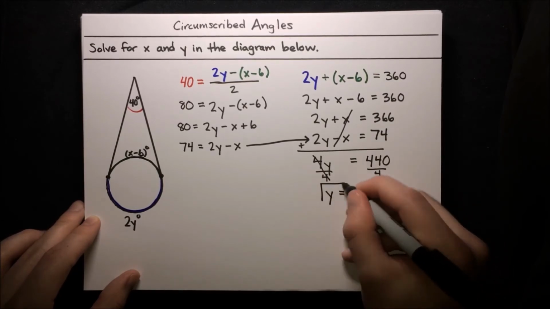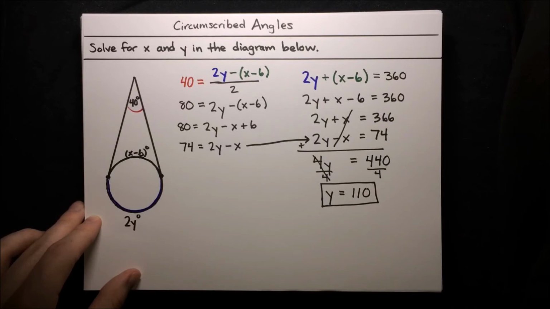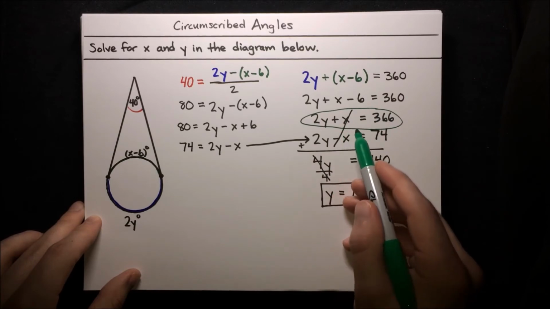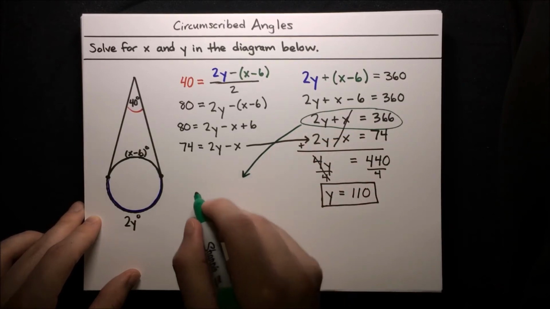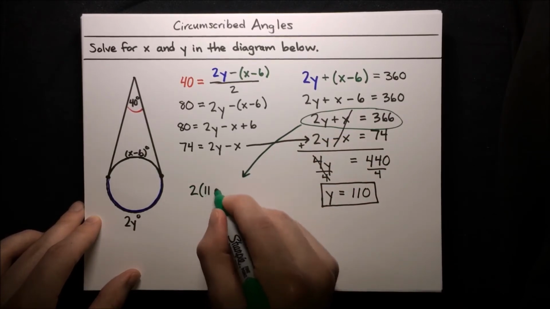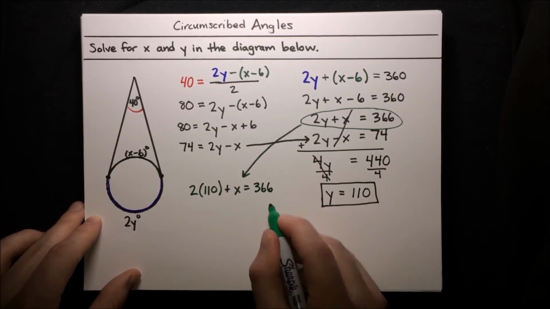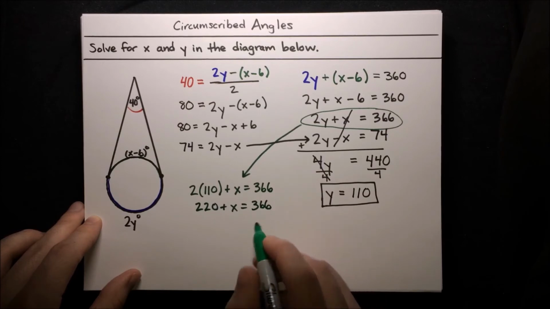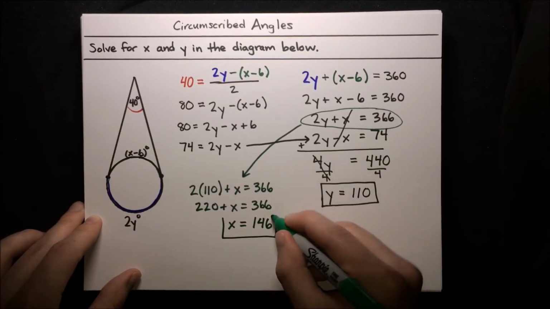So there we go. We've got y. Y is 110. And solving for x is easy now that we know what y is. We can just back substitute. And maybe we'll take this equation here to back substitute because that has an x already there. So all we'll have to do is sub in the 2y, subtract off to get x alone. We'll bring that over here. So 2y becomes 2 times 110. And then plus x is equal to 366. So 220 plus x equals 366. Subtract 220 from both sides and get x is equal to 146. So there we go. We've got x as well.